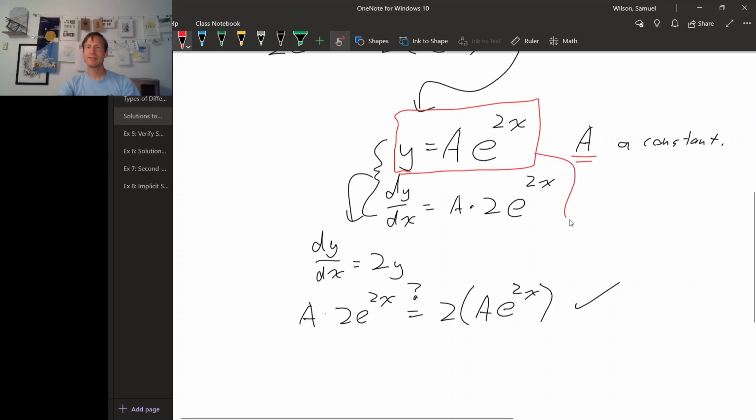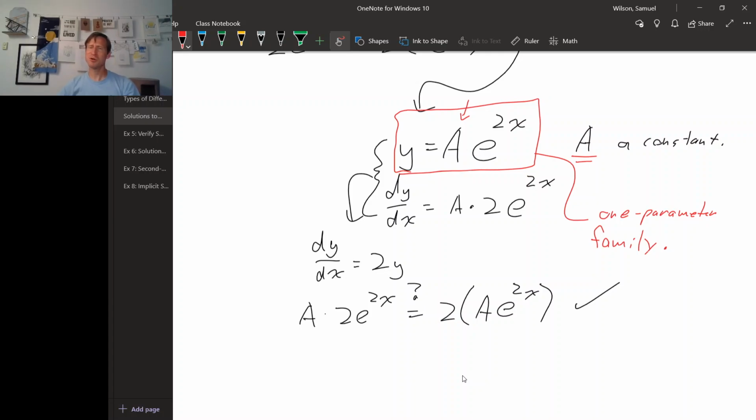This kind of collection of solutions, where they're all related by some constant that you can pick, is called a one-parameter family of solutions, where capital A is the parameter that takes you from one solution to another.